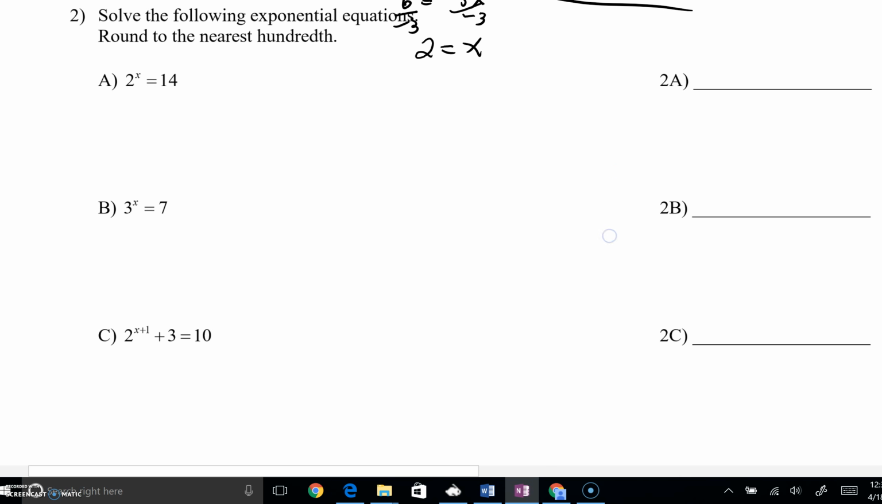Algebra 2, our 8.6 practice test. Let's look at number 2. We've got exponential equations, but we're going to deal with problems where this right side cannot be expressed as a power on the left side. 14 is not 2 raised to a power.